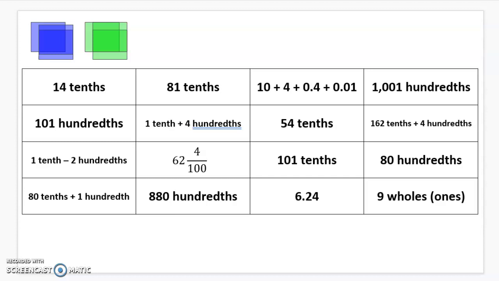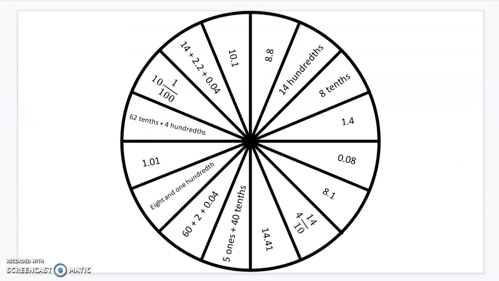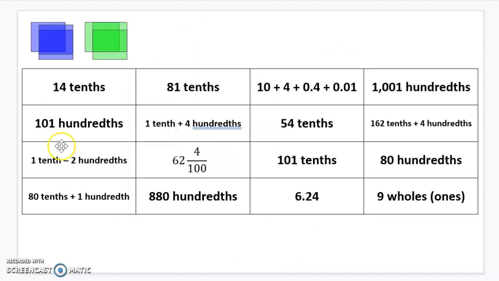You need to go to the game board and find the decimal name that means the same thing as the one you spun. Now listen, I didn't make it so easy. These are really mixed up and confusing. I made them a little tricky. Some are easier than others. So once you spin, for instance, if you spin 10 and 1/10, this one right here, then you've got to go find something on this chart that means 10 and 1/10.